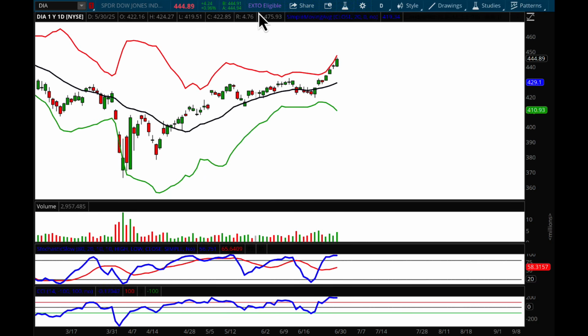Remember what a pivot is. A pivot to the downside is a candle or a series of candles going up, followed by the next candle showing a lower high, lower low. That's what defines the pivot.